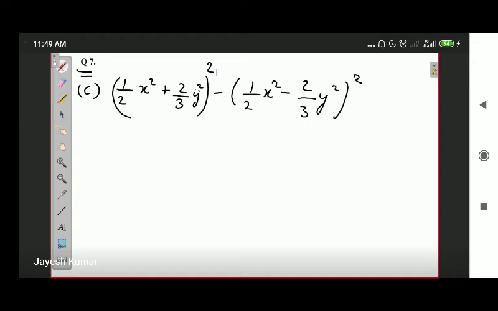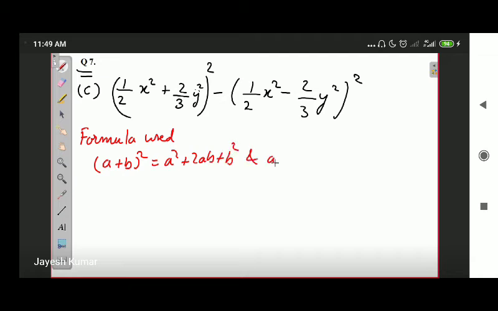So what we are going to do, we are going to use the same formulas. We are going to use two formulas. One is (a plus b) whole square, which is a square plus 2ab plus b square. And another one is (a minus b) whole square, that is a square minus 2ab plus b square. Now we will expand both of these according to the formulas. You can also try the a square minus b square concept, but I'm not going there. I will do the questions using expansion.